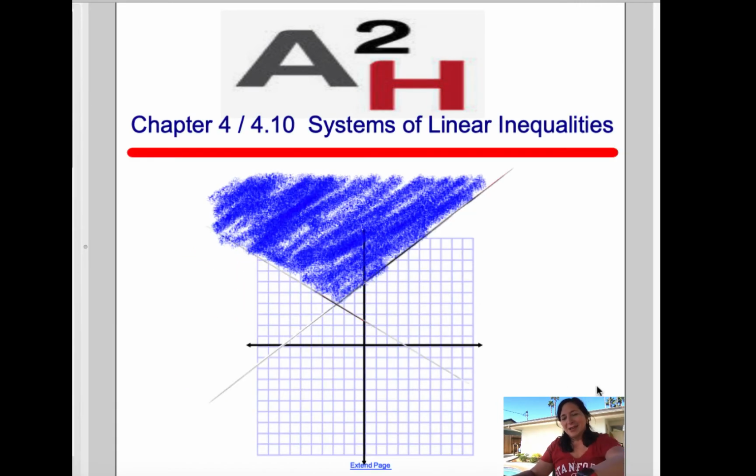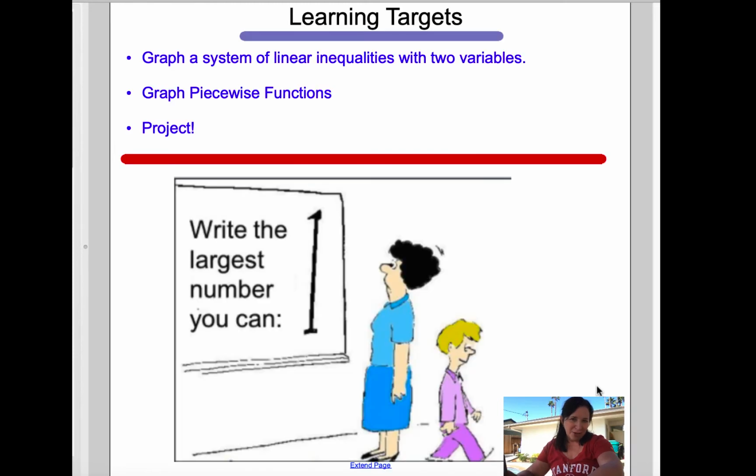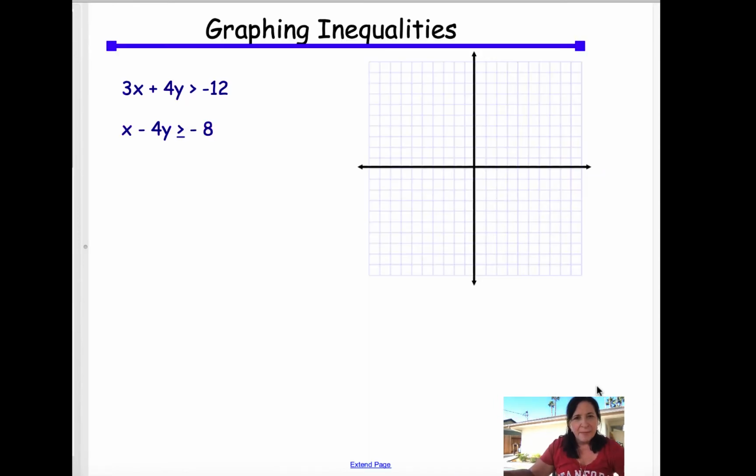Okay. Let's get started. First thing we're going to do is talk about our learning targets: graphing systems of linear inequalities, piecewise functions, as well as discussing our project. So graphing inequalities, we're going to start with these two equations and just graphing them. I'm going to solve for y, although I do want to stress that, especially with the traces and all of the things that we've been doing with matrices, if you feel completely comfortable graphing by intercepts, do it.